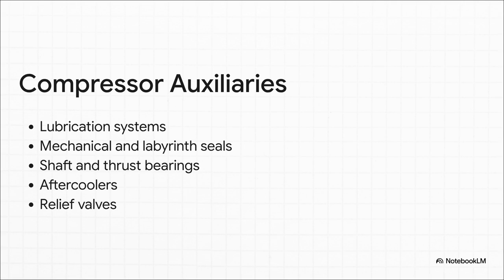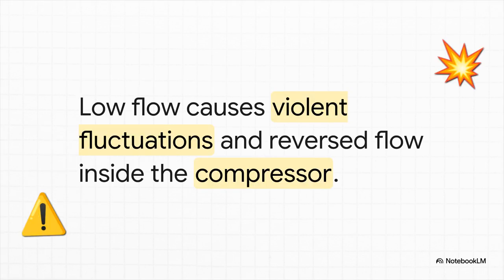Bearings, including shaft and thrust bearings, take on immense physical loads to keep the rapidly spinning components perfectly locked in position so the blades don't violently smash into the outer casing. Aftercoolers pull the intense, dangerous heat out of the newly compressed gas, and relief valves stand guard 24/7 to prevent catastrophic overpressurization. And all this constant vigilance is absolutely necessary to prevent a terrifying mechanical phenomenon known as surge.